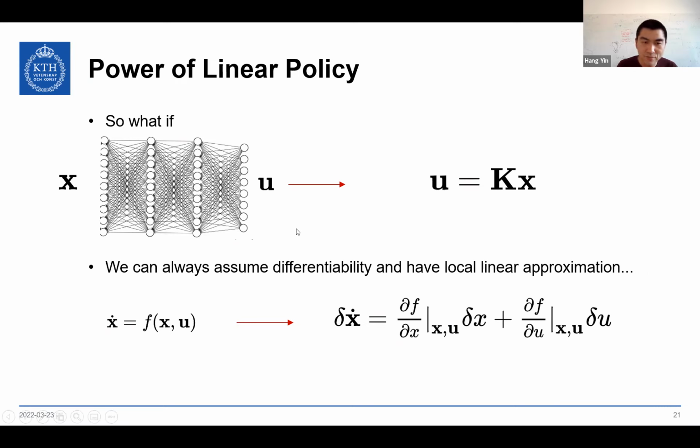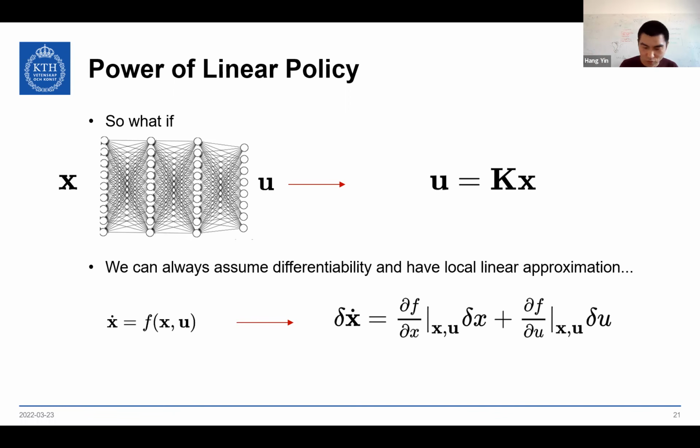You can always differentiate your nonlinear dynamics. Of course, they have to be differentiable and continuous, and then we have a local linear approximation. So that means that if we really have a target behavior, a target trajectory you are trying to follow, it should at least be locally controllable with some kind of linear policies.